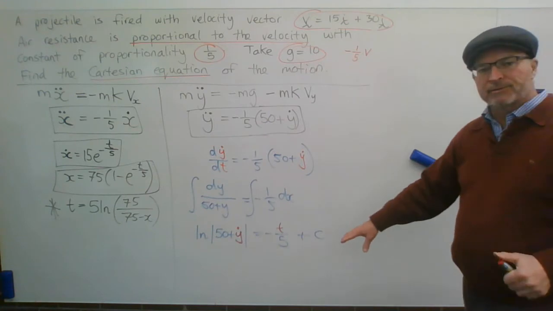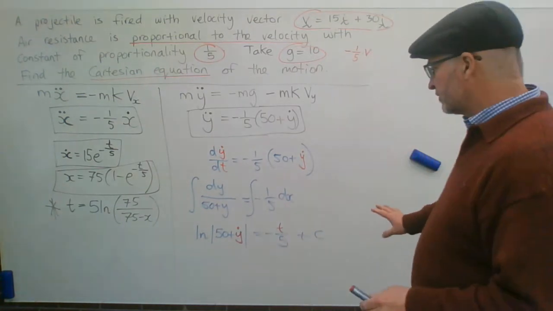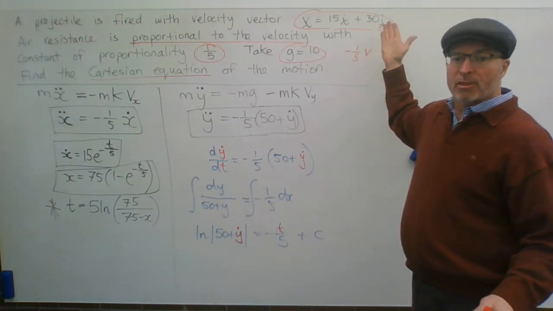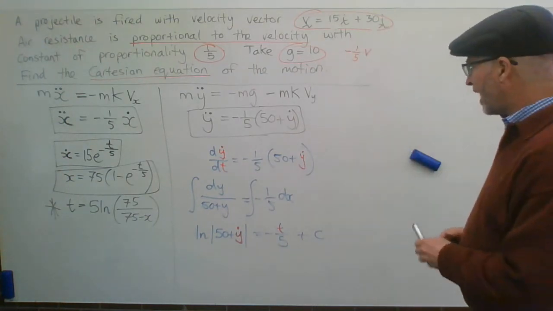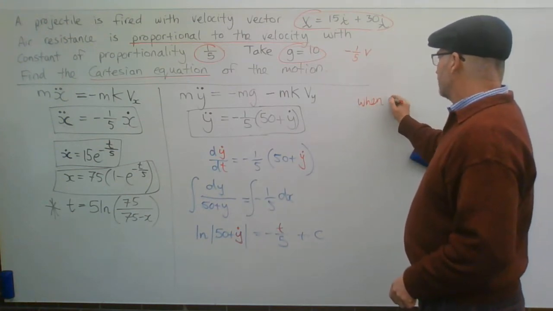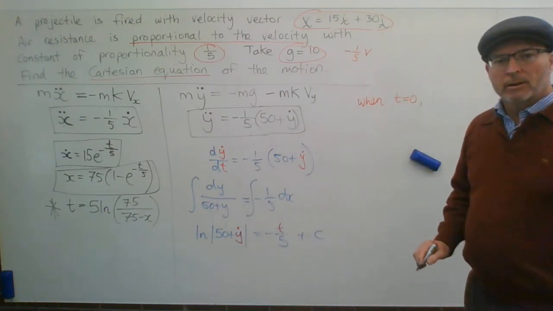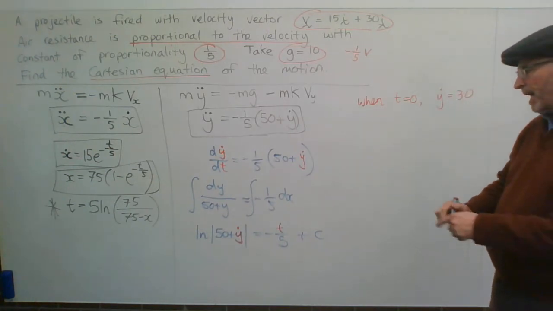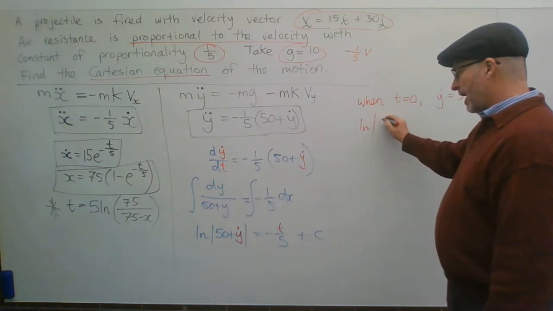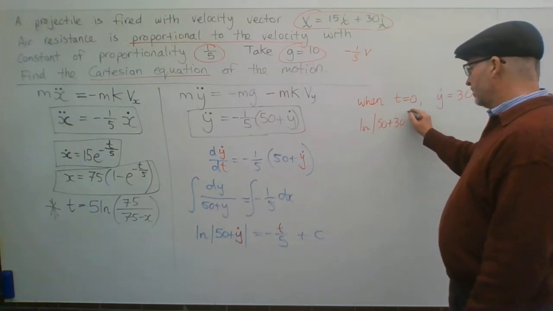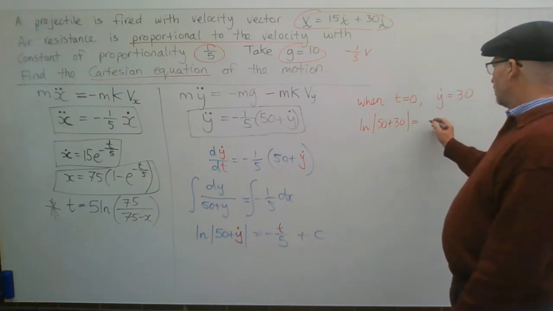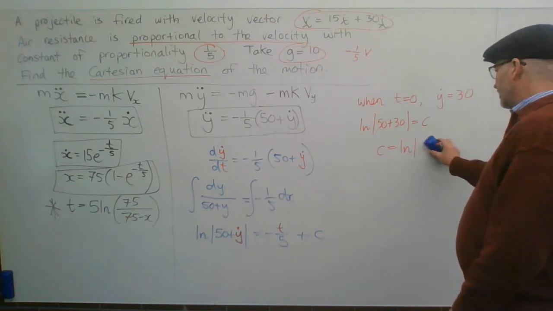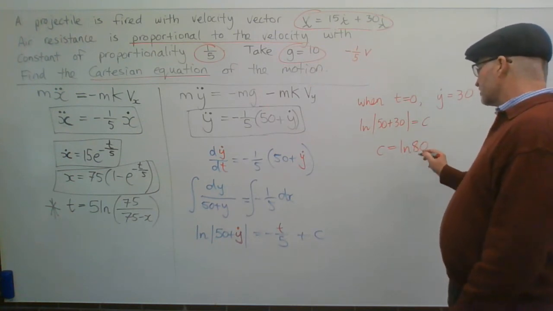So let's figure out the value of c now, and then let's talk about the absolute value signs. When t is 0, what's the vertical velocity? 30. So when t equals 0, y dot equals 30, and I can pop that in there. Natural log of 50 plus 30 equals 0 plus c. So c is the natural log of 80. It doesn't need absolute values because 80 is positive.